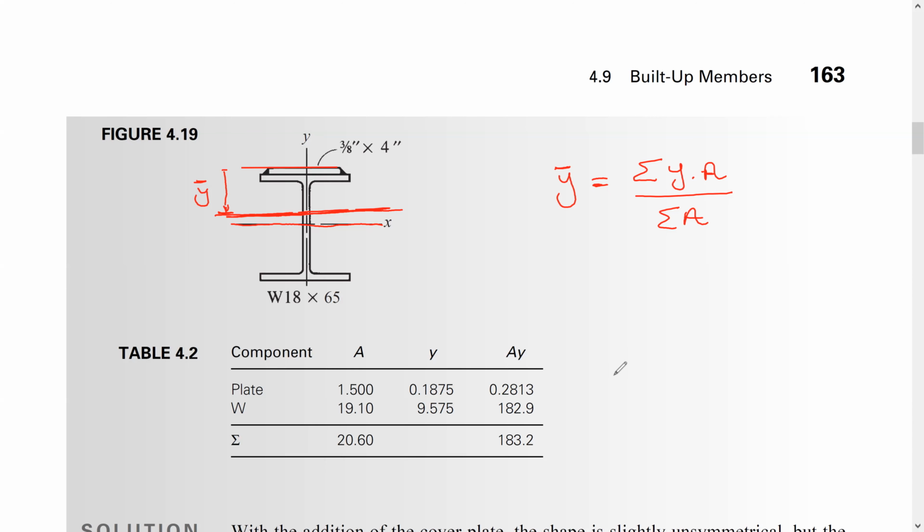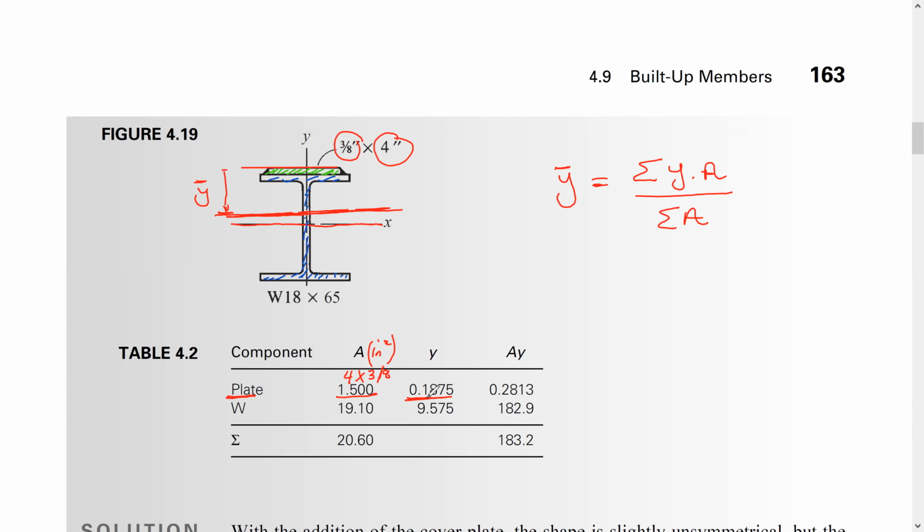Now, we do have a plate here. And we do have a wide flange here. So if we tabulate that in a table form here, guys, the area of the plate is this much, which is 3/8 times 4, واللي هي 4 times 3/8, which is this much, 1.5 inch square. This is inch square.